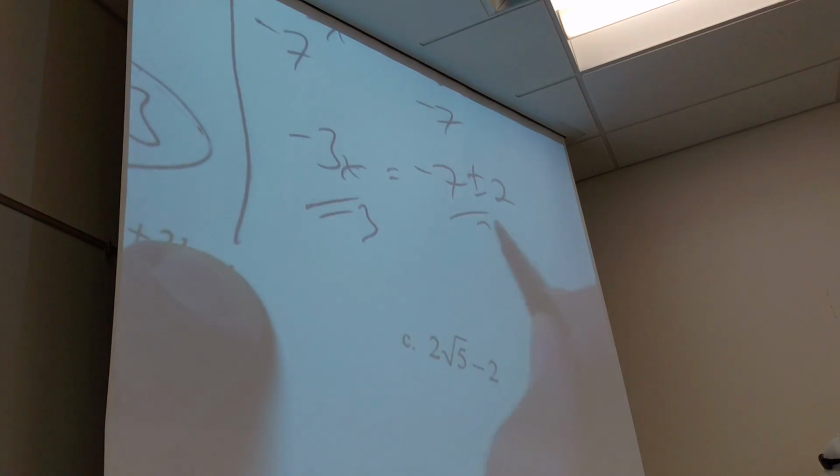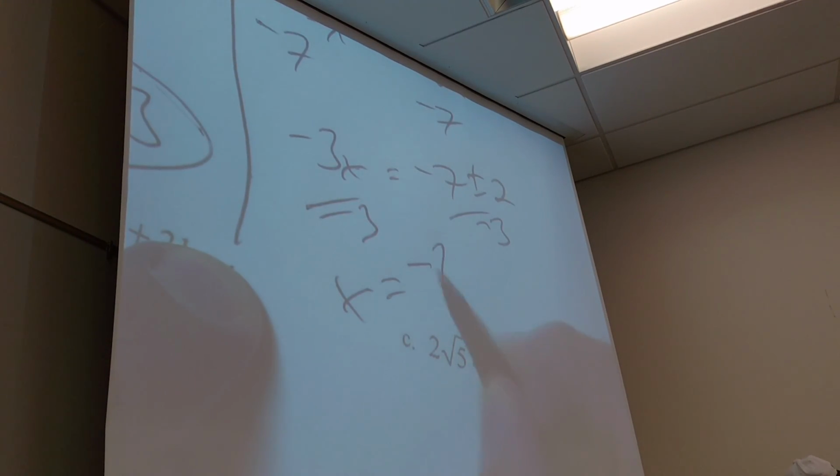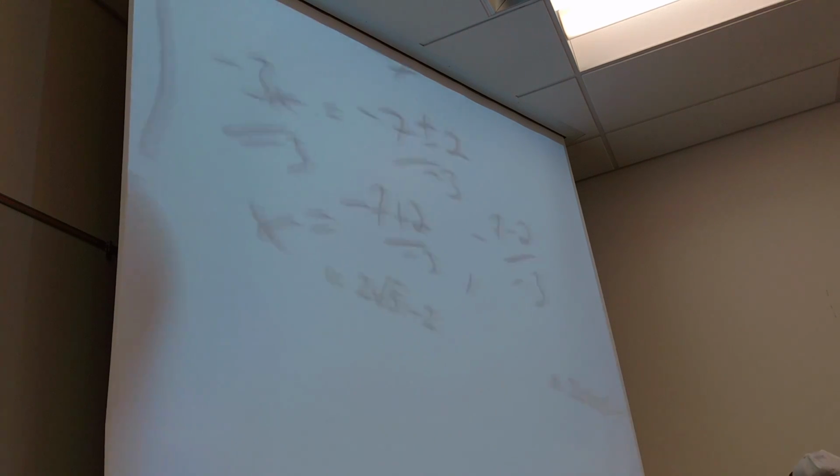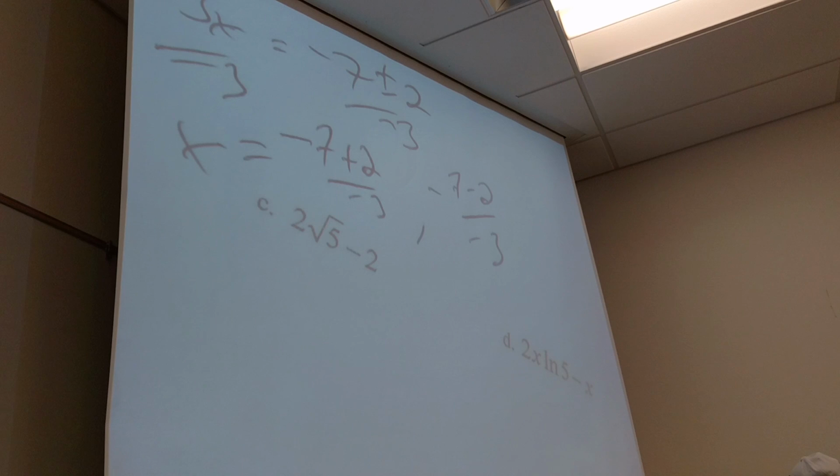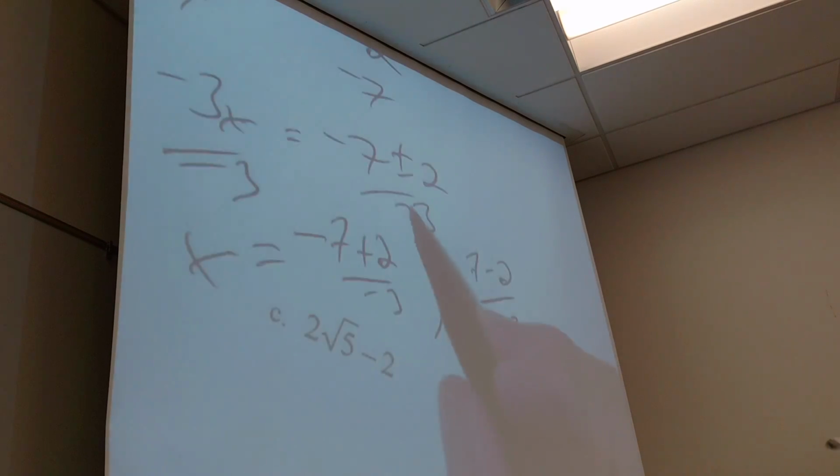So we get x is negative 7 plus 2 divided by negative 3, and negative 7 minus 2 divided by negative 3. Right? And then I can figure out what those are. Is that cool? Plus or minus, I can break it out. Negative 7 plus 2 is negative 5 over negative 3, which is 5 thirds. Negative 7 minus 2 is negative 9, over negative 3 is 3.